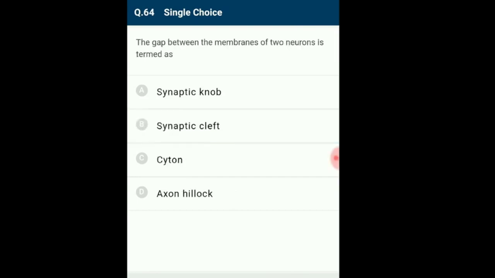Question number 64. The gap between the membranes of two neurons is termed as. A typical neuron consists of 3 major parts such as cell body, dendrites, axon. The synaptic knob is having synaptic vesicles filled with neurotransmitters. So the answer for this question is option B, synaptic cleft. It is a gap between the membranes of 2 neurons.